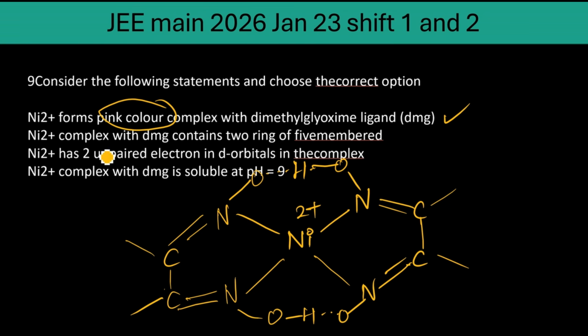That is true. And nickel complex with DMG contains 2 rings of 5 members. That is also right. And nickel 2 plus has 2 unpaired electrons in the octahedral complex. With DMG, it will pair. Okay, there won't be any unpaired electrons. That is incorrect. And then nickel 2 plus complex with DMG soluble at pH 9. So that is also incorrect. Only A and B are right.